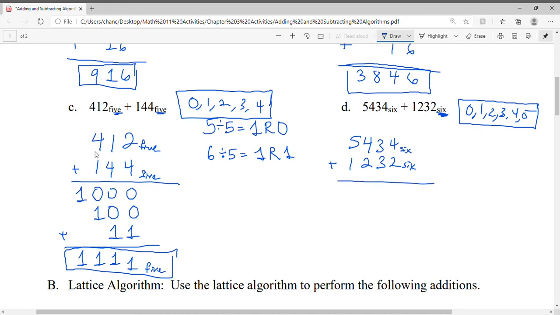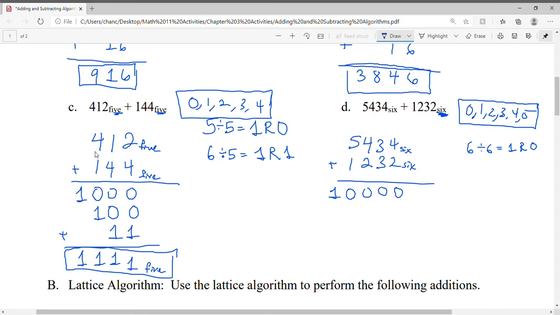5 plus 1, 6. That doesn't exist in base 6, so let's divide that by 6. I get 1, remainder 0. So I'm going to put a 0 here and a 1 here. Now you could add additional zeros like we did for part C, or you could leave it blank, but just be aware there are zeros here. I'll add the zeros so we don't have any confusion.